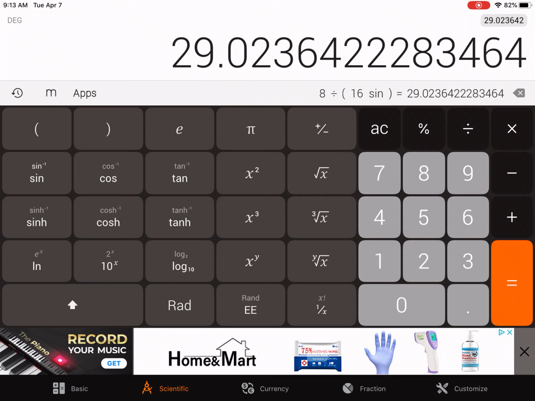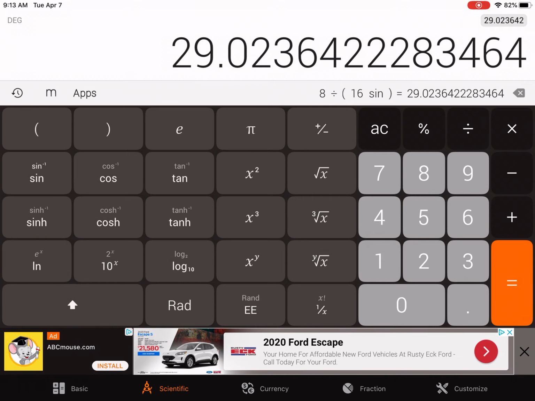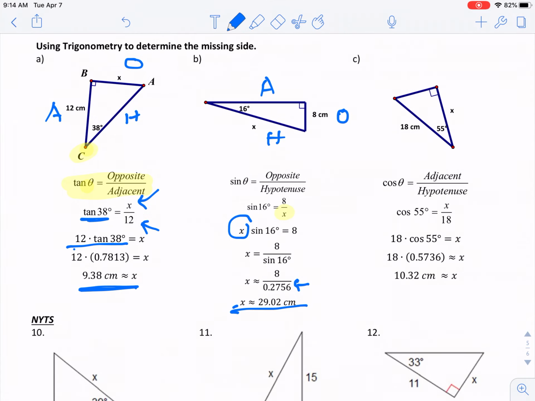So, guys, just make sure, I think that's the issue I've been having with my calculator. Make sure you put the trig stuff in parentheses as you type it in, just to be safe. Notice we got 29.02, what the answer was there.